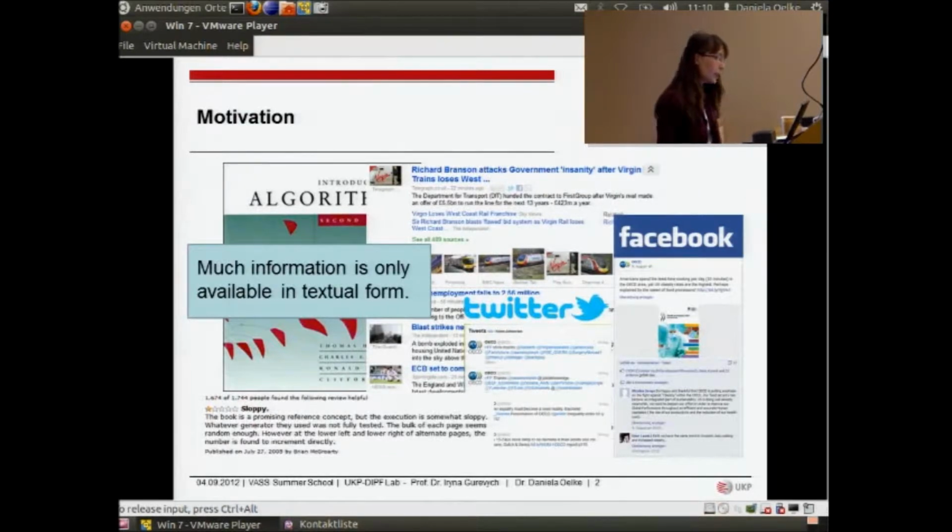Well, yes, much information is only available in textual form. Think, for example, of books or newspapers or all the web content that is out there, like Twitter data, Facebook, customer reviews on Amazon and all the other stores, and all that stuff.